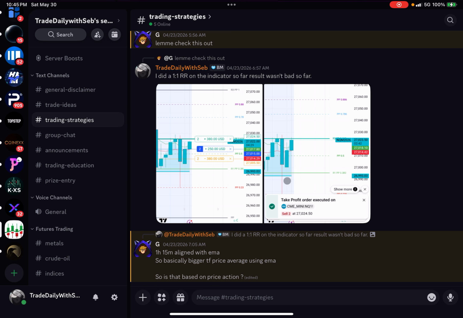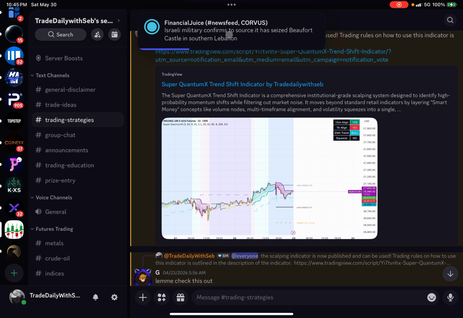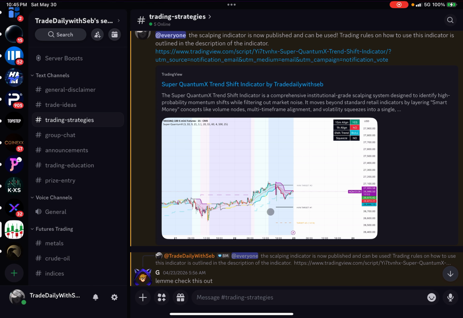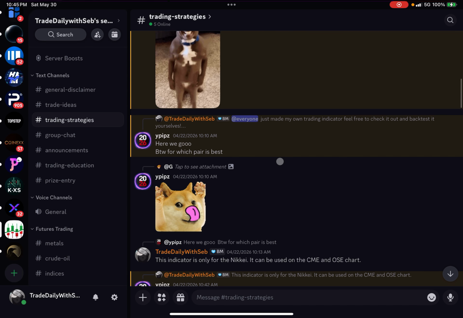But yeah, this one is pretty good too. I was doing a 1-on-1 R&R on a paper trading account. Solid. It was really solid. Yeah, I tweaked. Revamped this one though. I did revamp this one now. It's just a Super Quant X Trend Shift Indicator V2. That's the Volume 2 one.